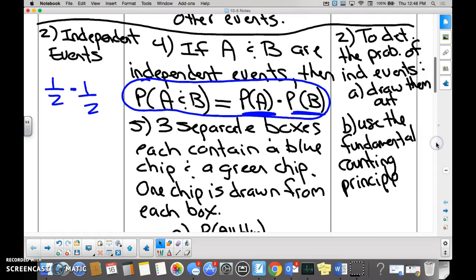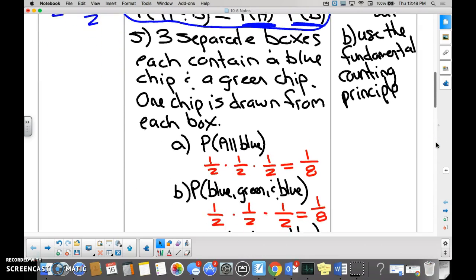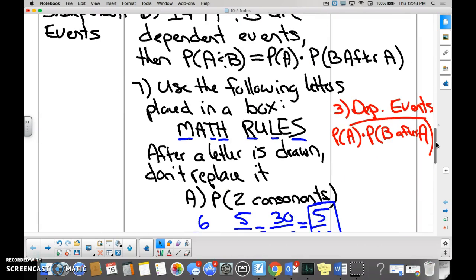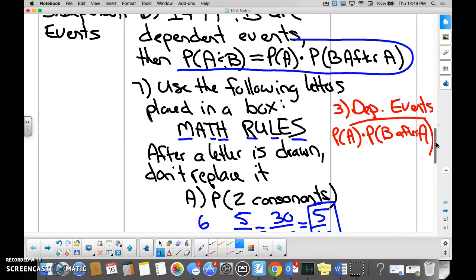B, our number 3, dependent events. And there's lots of examples there for you to see. Dependent events, formula. The probability of A and B would be the probability of A times the probability of B after A takes place.